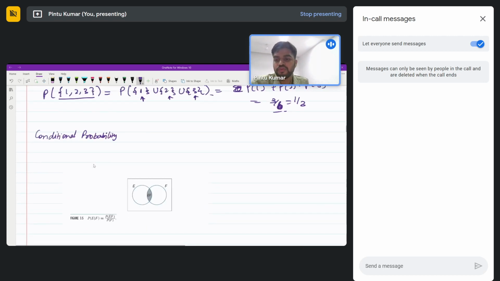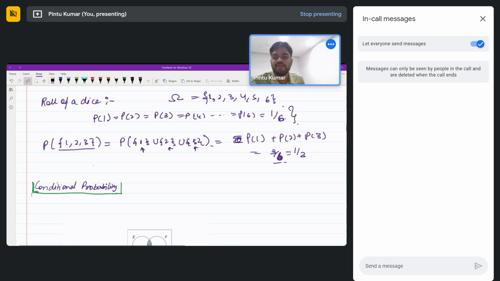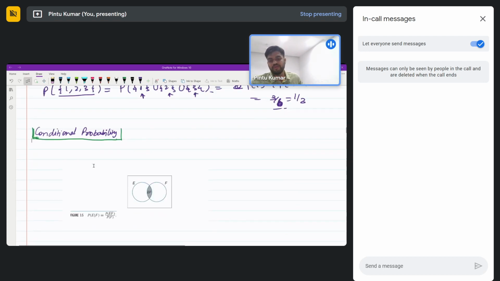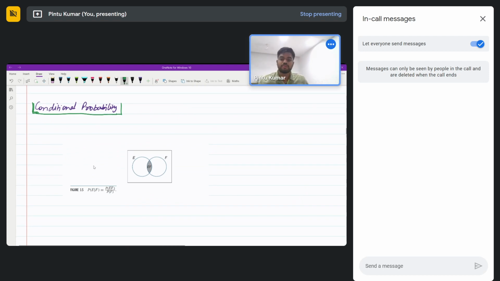Okay, so we move to something known as conditional probability. Okay. So I think I discussed probability a little bit, but most of you would be aware of it. So what is conditional probability? Let's say you have two events, E and F, okay? And initially you have to find, let's say, the probability of E when you are given no information about it, okay?